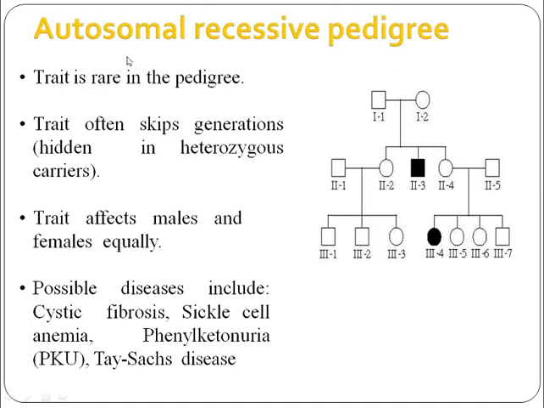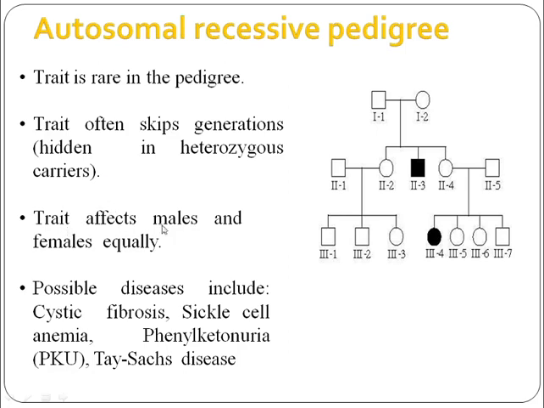Now let's see an example of an autosomal recessive pedigree. This type of trait is rare in the pedigree. This trait often skips generations, because it is the recessive allele of the gene. For that allele to be expressed, it has to be present in a homozygous condition; only then will the trait be expressed. If it is present in a heterozygous condition, the trait could skip a generation and remain hidden in the carriers. So heterozygous individuals would be carriers for the trait.